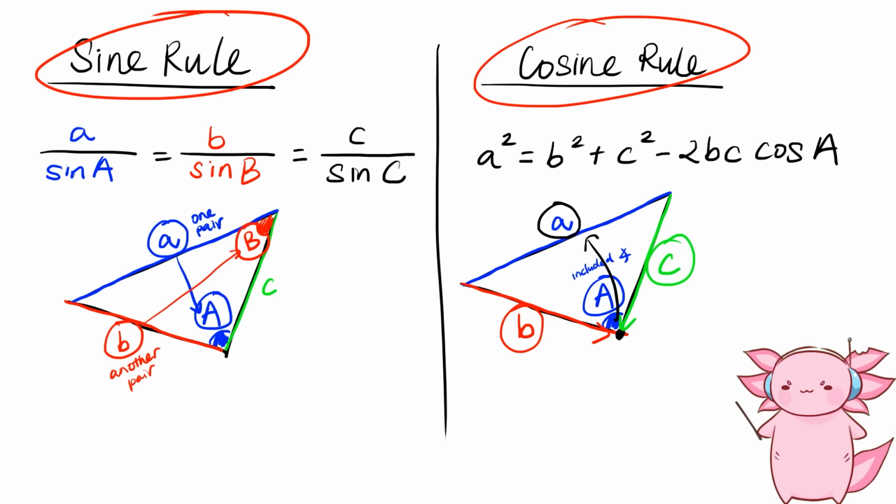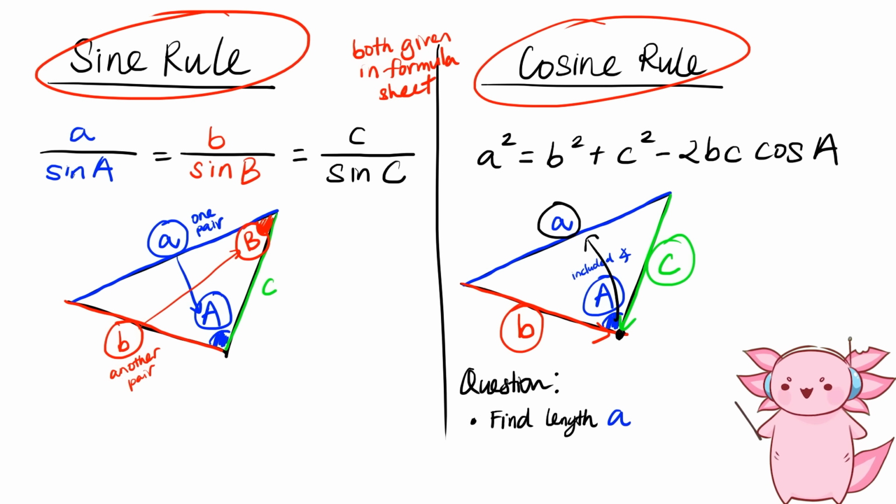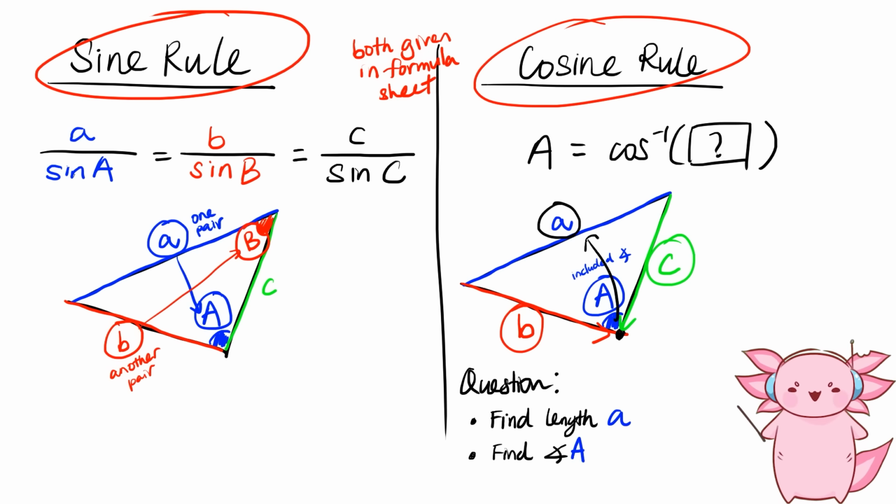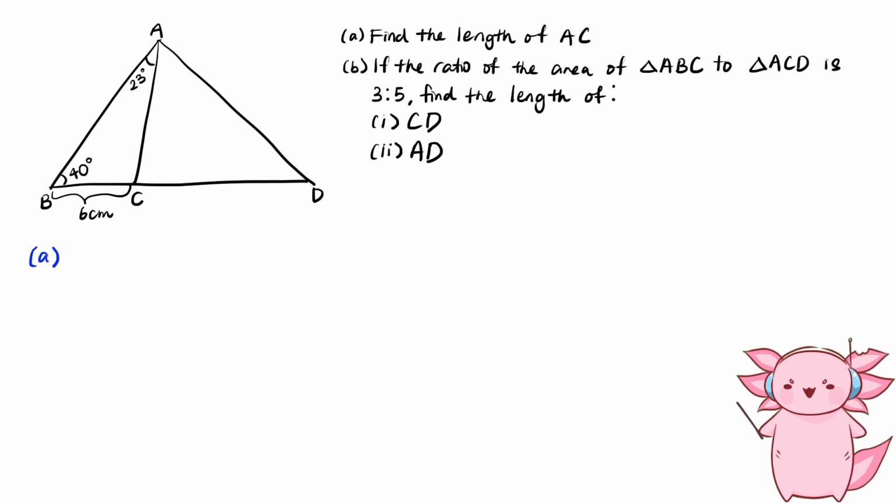Don't worry if the formula looks super complicated, because thank God it's given in the formula sheet. The question can either ask you to find the length A, which you can get by doing a square root on both sides, or the question can also ask you to find the angle by doing some algebra and eventually doing a cosine inverse to get the angle over here. So the million-dollar question is always, do we use the sine rule or the cosine rule?